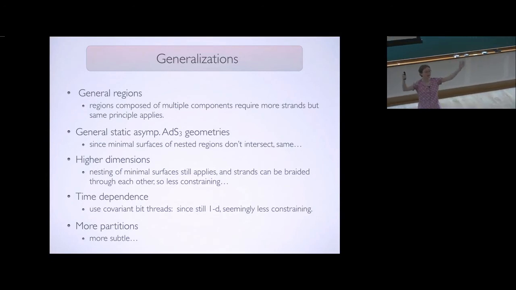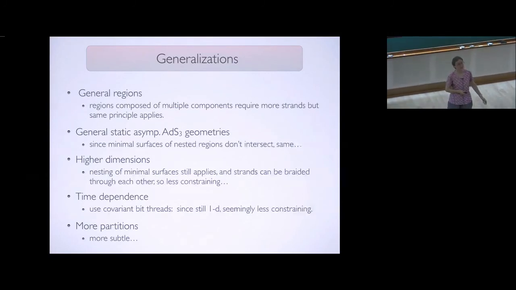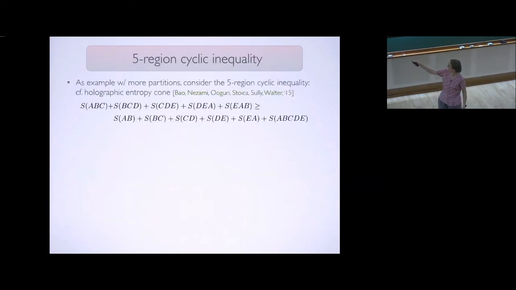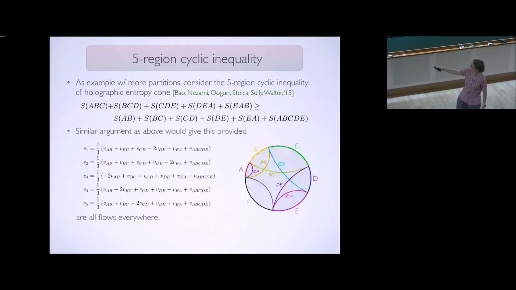And there's an interesting question: what happens if you take not MMI, but these other inequalities that are based on a higher number of partitions? For example, there's an analogous inequality that uses 5 regions, 5 partitions, the so-called 5-region cyclic inequality, and you can try to play the same game.